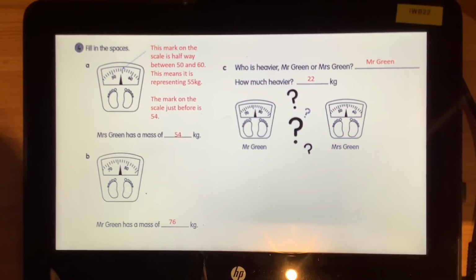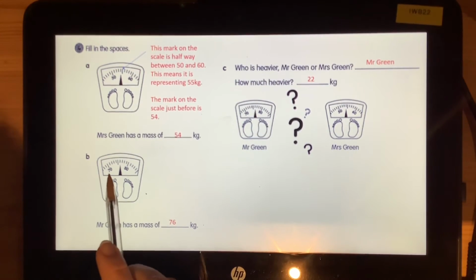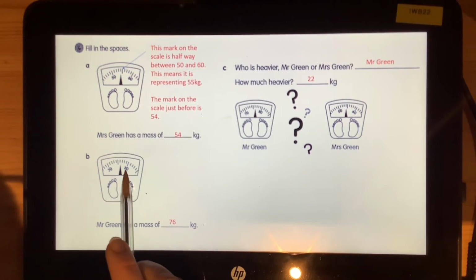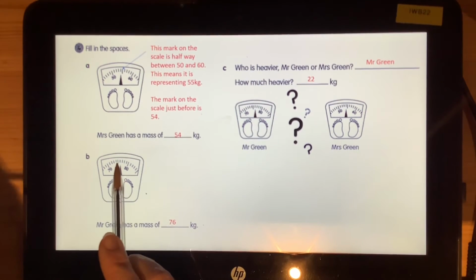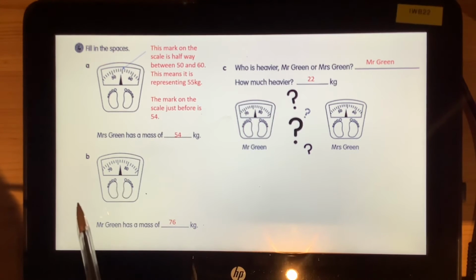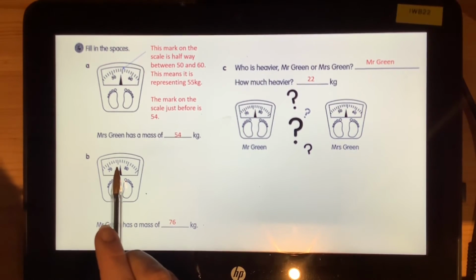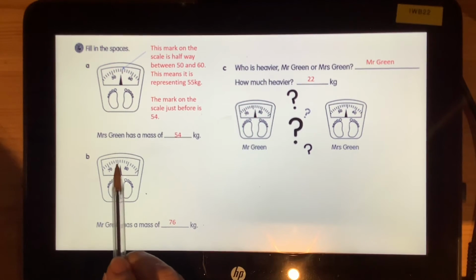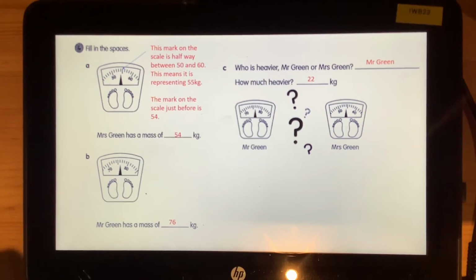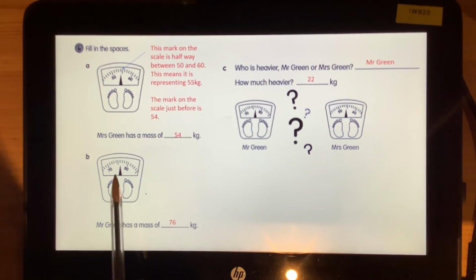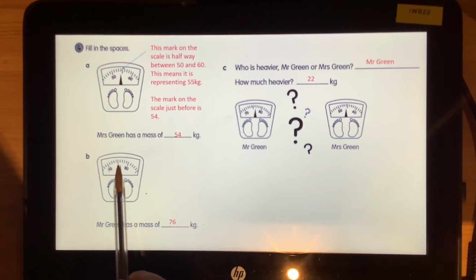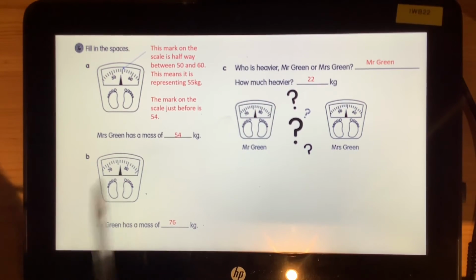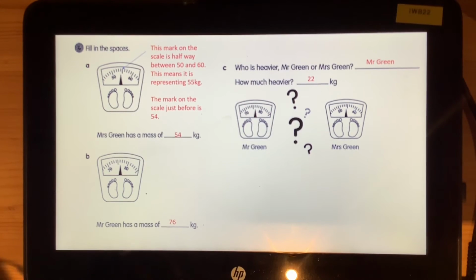Now, if we look at Mr. Green, again, we have the two numbers marked on here of 70 and 80. We have a halfway mark, which is halfway between 70 and 80. So I know the number 75 is halfway between 70 and 80. There are 1, 2, 3, 4, 5, 6, 7, 8, 9, 10 marks between. So each point is worth 1. And 1 more than 75, because that's where it's pointing, is 76.